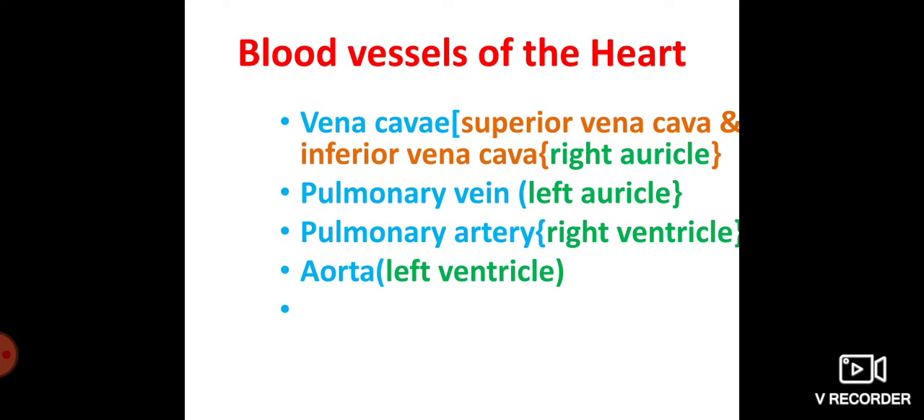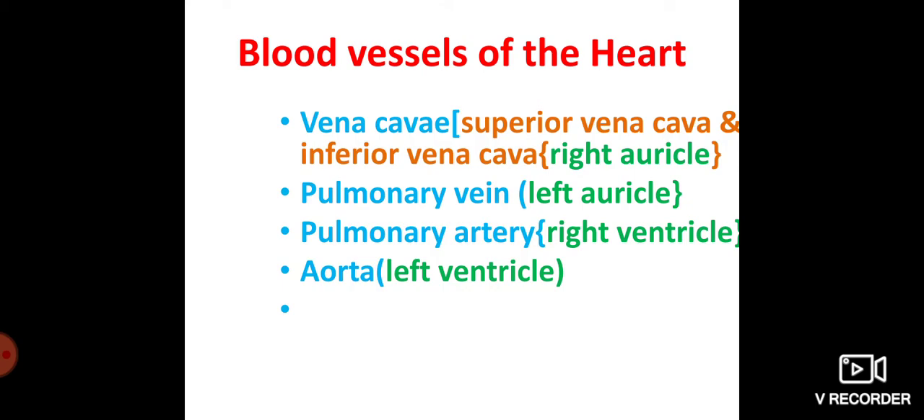Vena cava are of two types: the superior vena cava and inferior vena cava. They bring deoxygenated blood from different parts of the body. And the pulmonary veins are the largest veins, which bring oxygenated blood from the right and left lungs to the heart. And the pulmonary artery takes deoxygenated blood from the heart to the lungs.